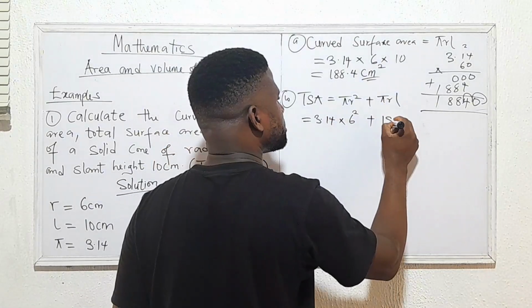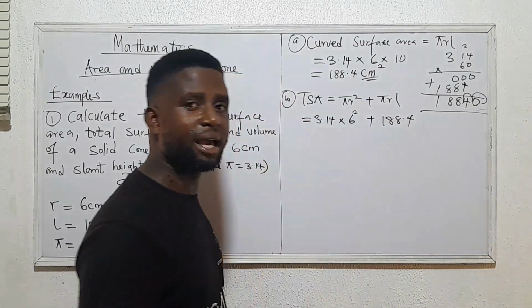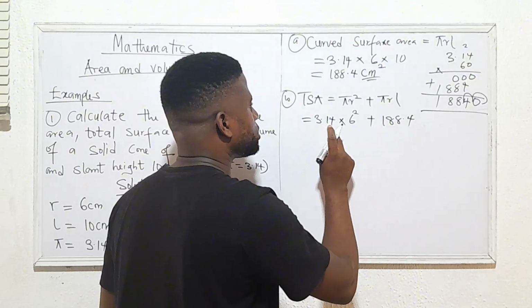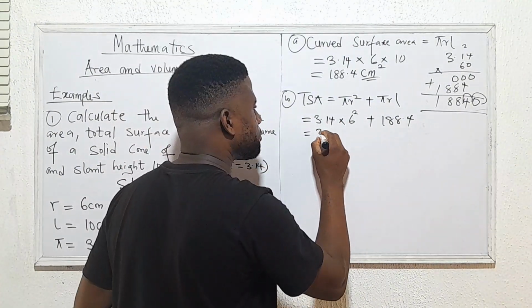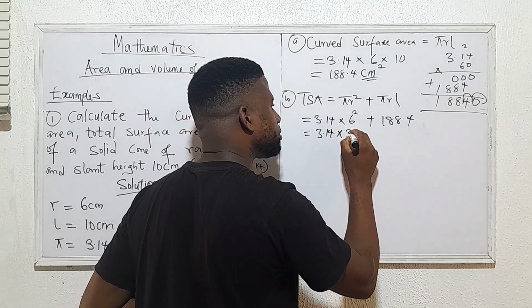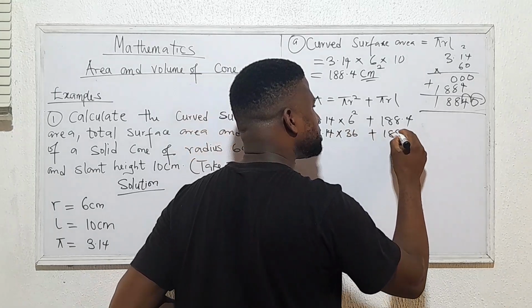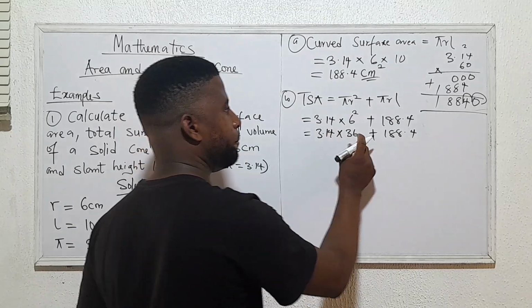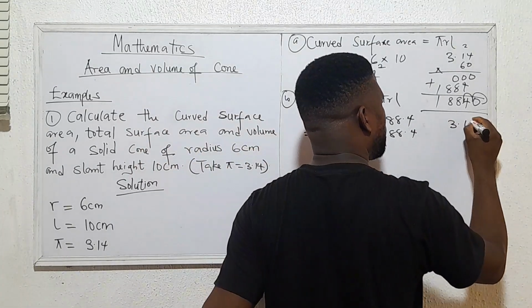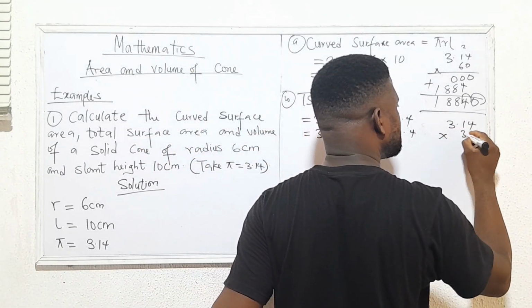is 188.4, right? So this gives us 6 square is 36. This gives us 3.14 times 36 plus 188.4. Now, let's multiply 3.14 by 36. We have 3.14 multiplying by 36.